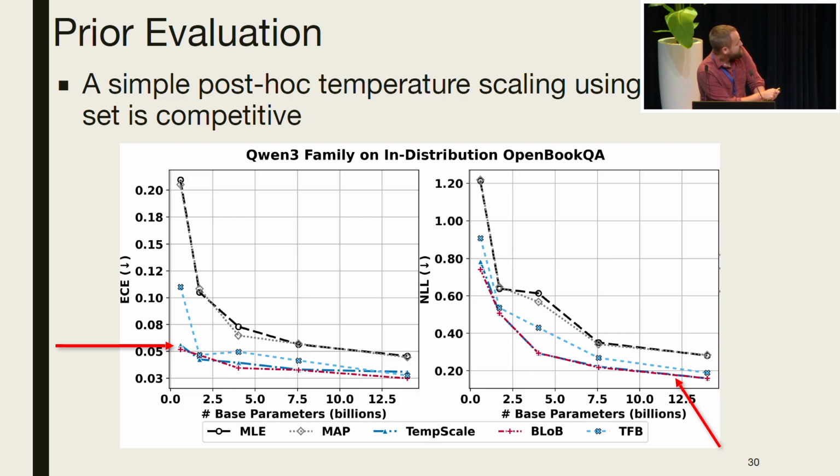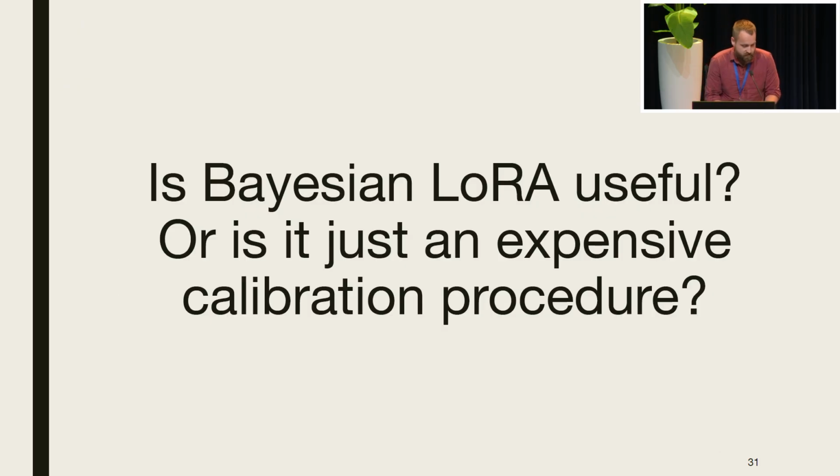And this isn't a perfectly fair comparison because the temperature scaling requires a validation set, which is extra data that the Bayesian methods don't have. But it got me afraid of this question, which is: is Bayesian LoRA really doing anything useful, or are we just doing a very expensive calibration procedure? And the prior evaluation setup just didn't really give us enough power to really answer this question.